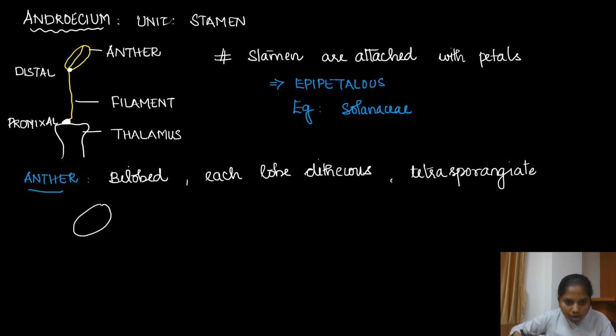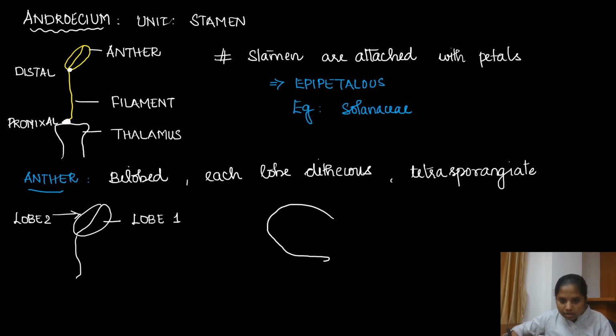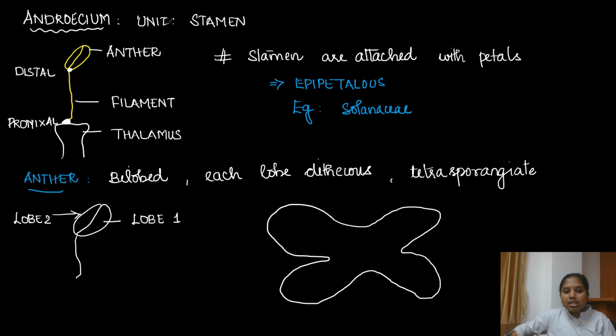So if I have to draw an anther here with the filament, this part here is one lobe. Let us assume this is lobe 1 and this will be the second lobe, lobe 2. When I take a section of this anther, I get a typical butterfly-like structure like this. So now these are going to be my lobes. Let us assume this is my lobe 2 and this side will be my lobe 1.